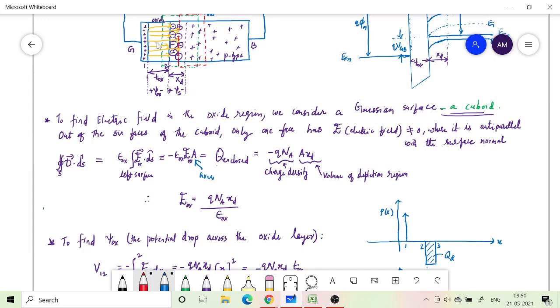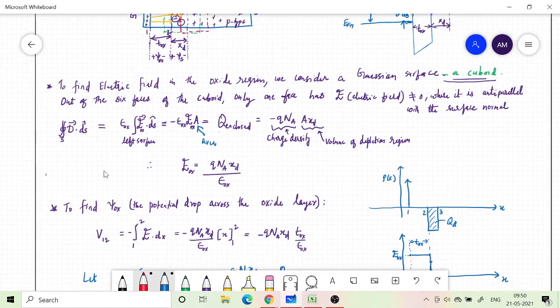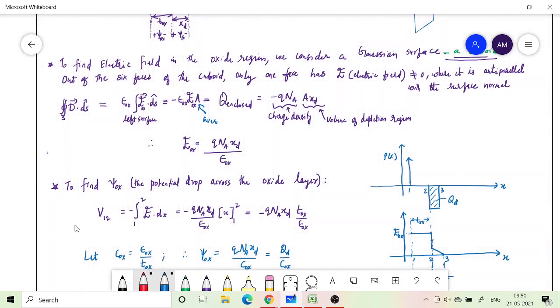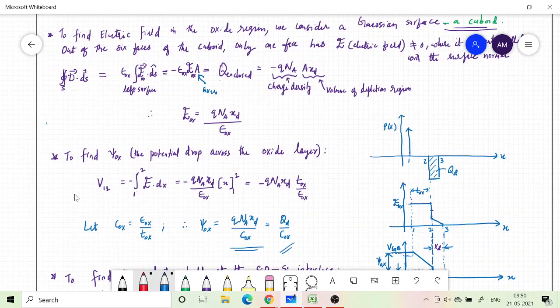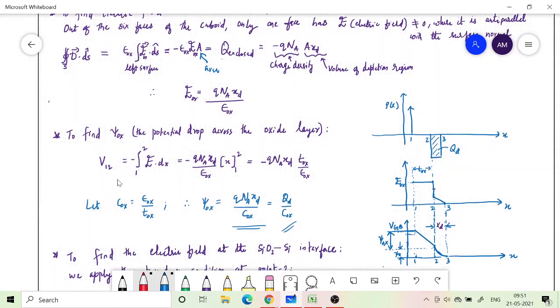Even in practice that is not completely true. There could be some trapped charges inside the oxide region, but we are neglecting it for ease of derivation. Otherwise we need to take that into account also. So therefore this electric field should be constant, because there is no charge inside the oxide region, and therefore we can find the voltage. We know the formula for finding it is a line integral from point 1 to 2 of E dot dx.